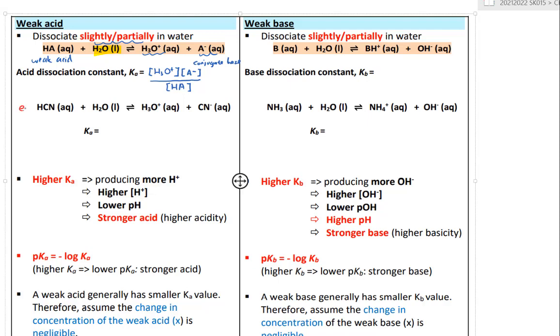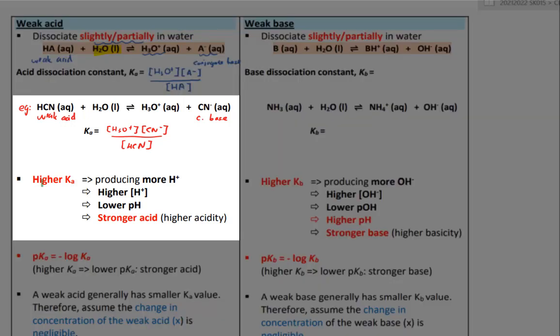Using another example given over here, if you have a weak acid HCN, we write at the bottom over here, this is a weak acid. After donating the H+, you get your conjugate base. So CN- is the conjugate base of HCN. So the Ka expression of HCN, we have the concentration of H3O+ and the concentration of CN- as the product over the concentration of HCN. And the concentration of liquid water is excluded, you don't have to write it.